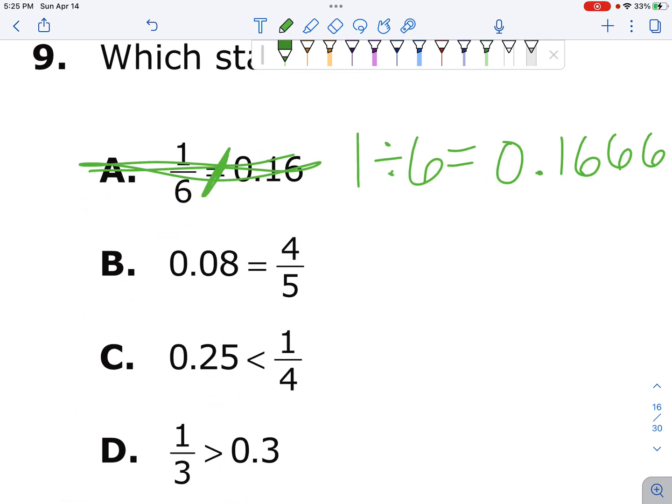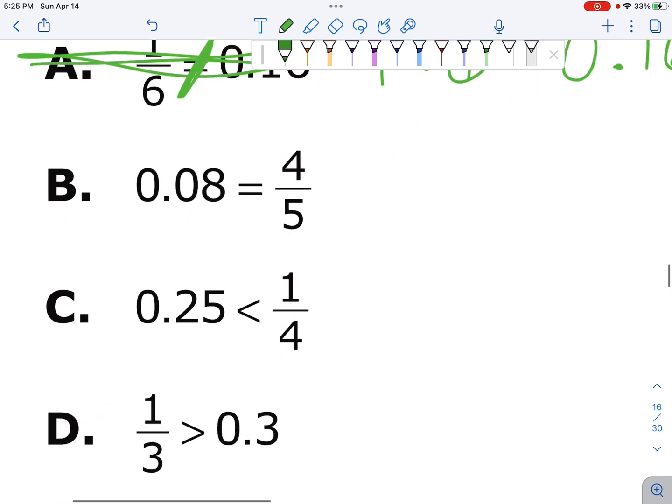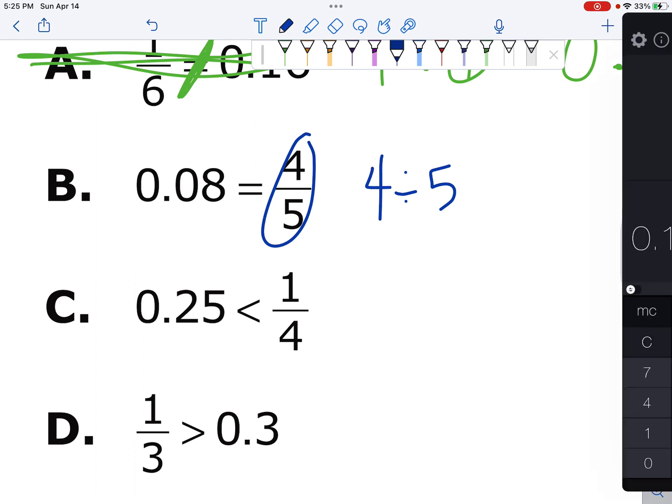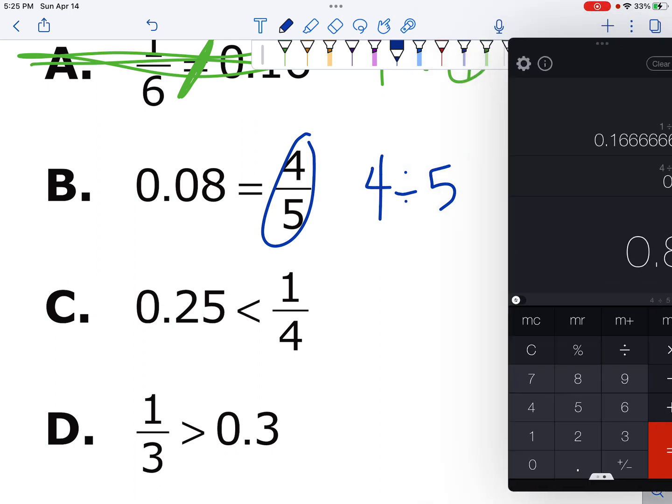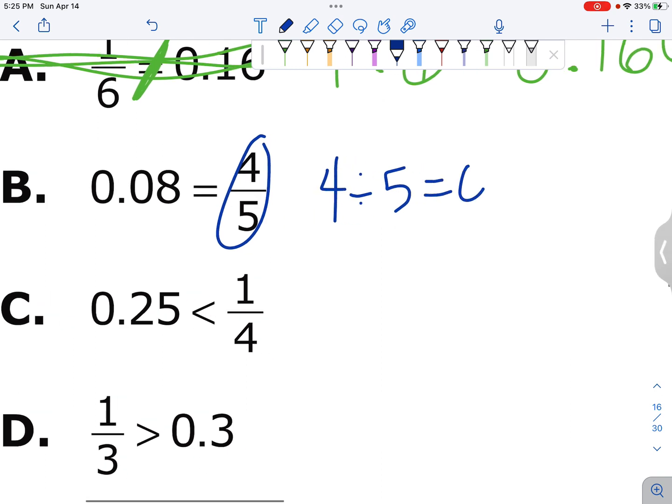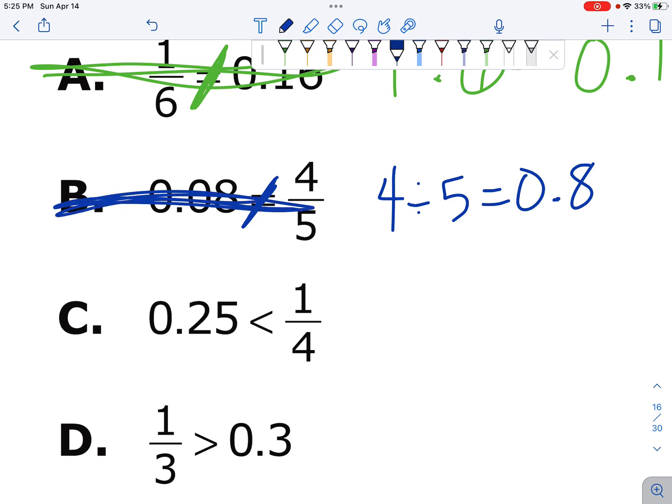It's not A. B. Here's 4/5. So we'll do 4 divided by 5. Oh, again, it looks similar. It's 0 and 8/10. You'll notice that this has an extra 0 here. So these do not equal each other. Cross it out. It's not B.